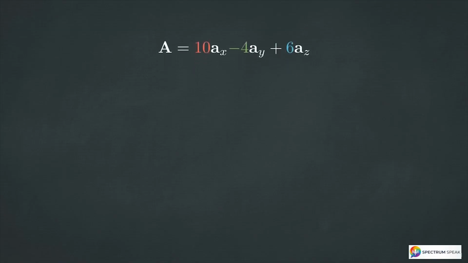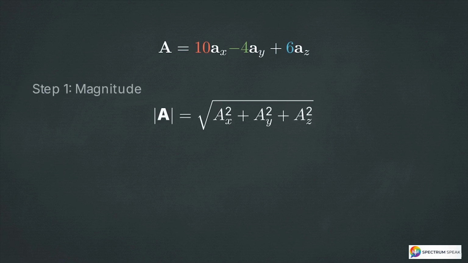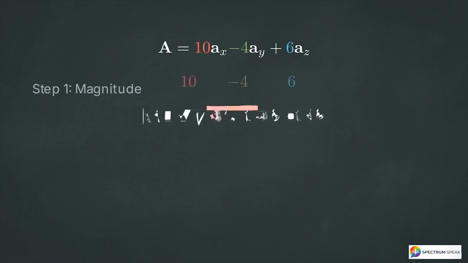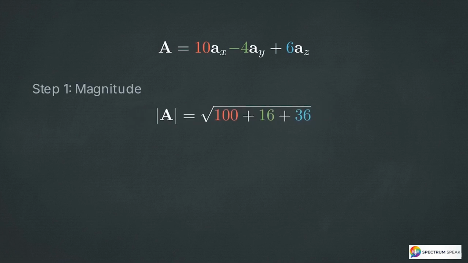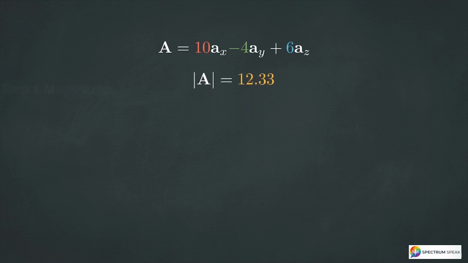Vector A equals 10 in the x direction, minus 4 in the y direction, plus 6 in the z direction. Step 1 is to find the overall magnitude. We drop our numerical coefficients, 10, -4, and 6, directly into our formula. We square them, add them to get 152, and take the square root for a total magnitude of 12.33. Step 2 is to isolate the direction.